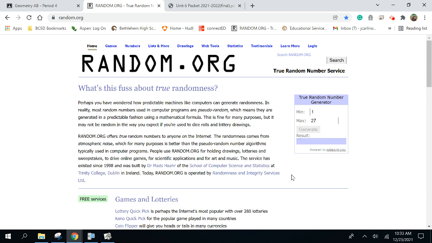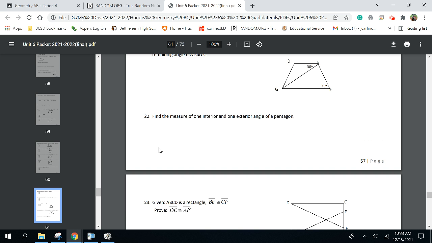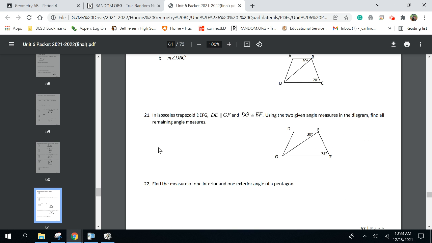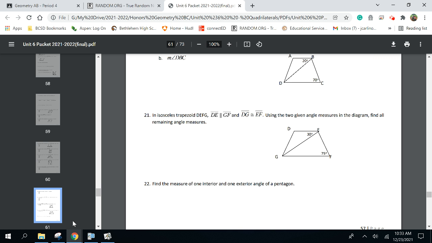How about we take a peek at question, oh, going deep. 21. Oh, perfect. Isosceles trapezoid. It says find all remaining angles. So any open angle here. So I'm looking at 1, 2, 3, 4 missing angles. All right, that's what we're going to need. That's what it's referring to. Find the 4 missing angles here.